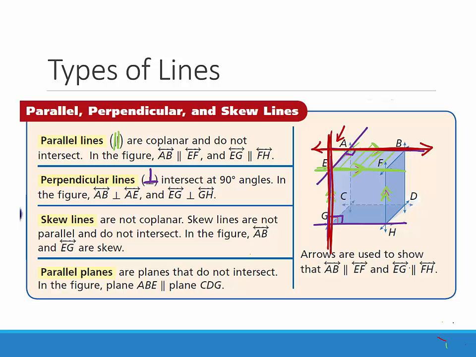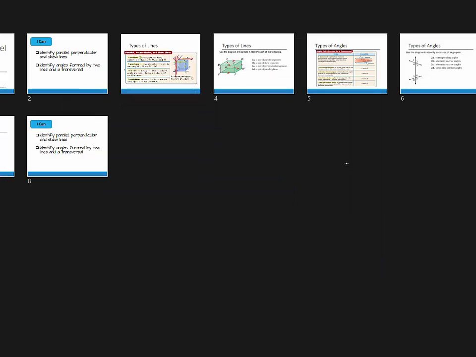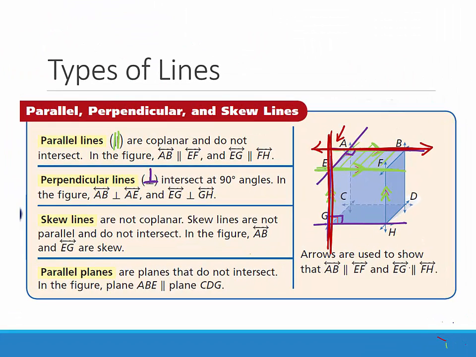And then parallel planes are planes that do not intersect. So in the figure, plane ABE, which is like the top of our cube, and CDG, which is like the bottom of our cube, are never going to intersect. Remember, a plane's like a piece of paper that goes on forever and ever.